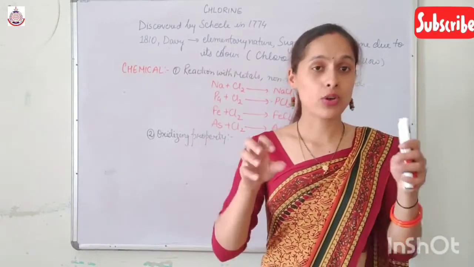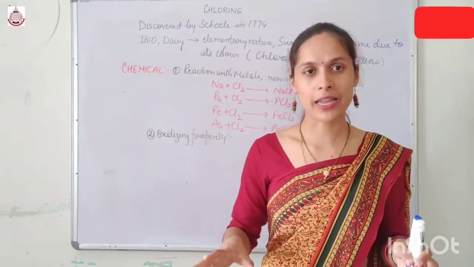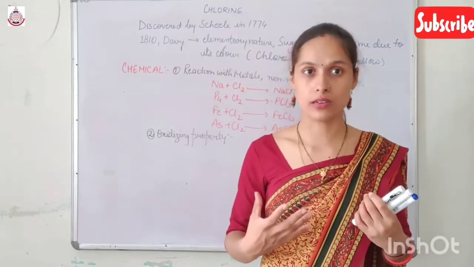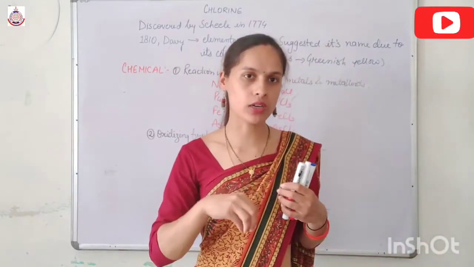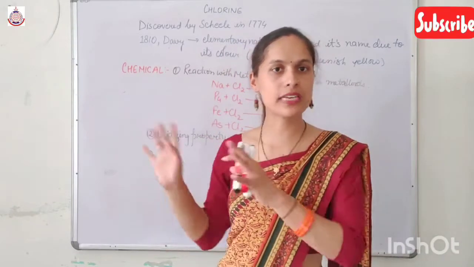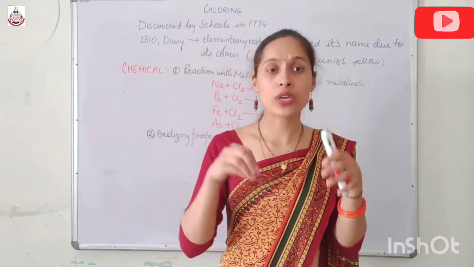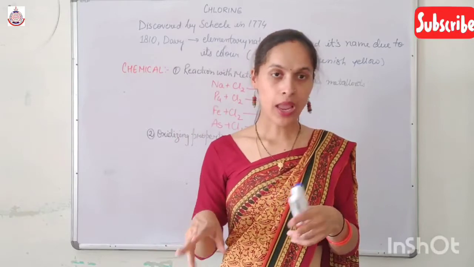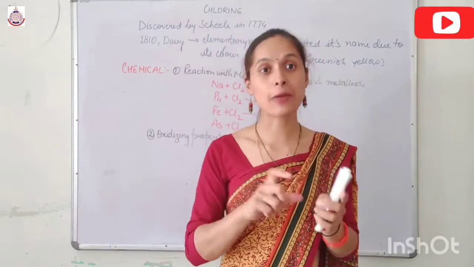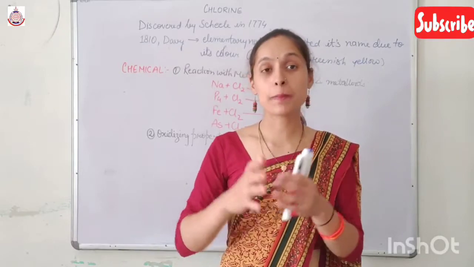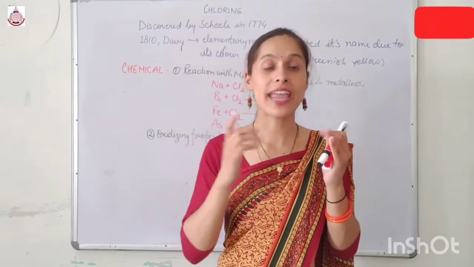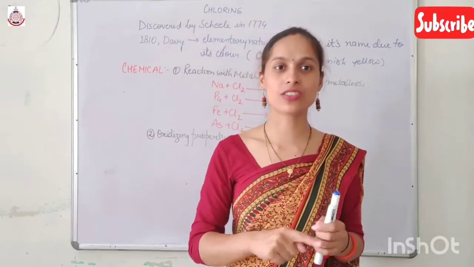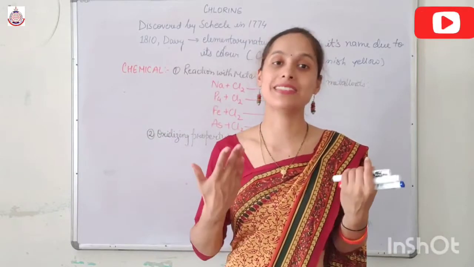But on standing, means on keeping that chlorine water for some time, the chlorine water loses its yellow color. When we dissolve chlorine in water, it becomes yellow in color due to its greenish yellow color. But on standing, chlorine water loses its color due to the formation of two compounds. One is HCl and another one is HOCl, that is hypochlorous acid. And HOCl, being unstable, decomposes to give HCl plus nascent oxygen. And due to the formation of that nascent oxygen, chlorine behaves as an oxidizing agent.